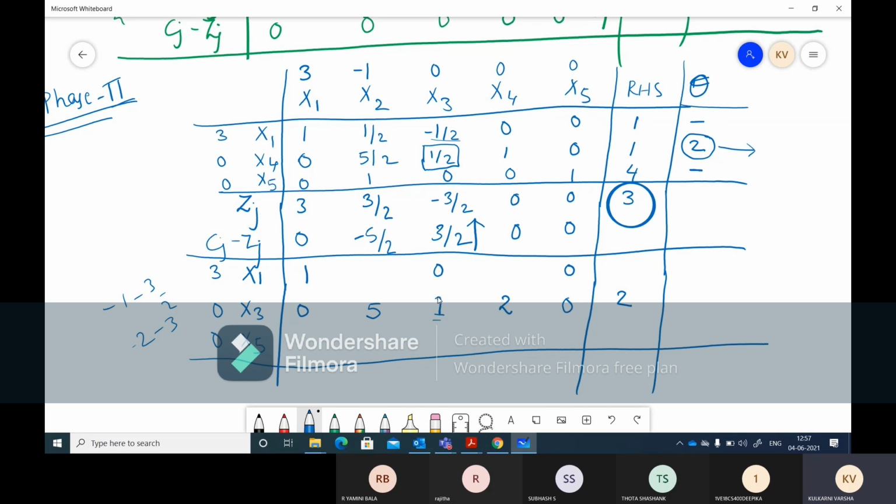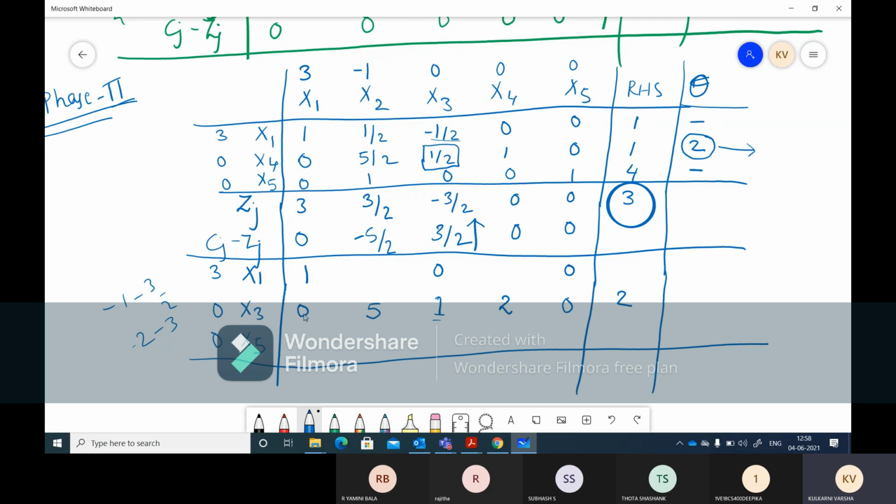So that means what? If this 1, if you multiply by minus half, and if you subtract, you will get 0 over here. So what exactly you need to do? You have to multiply this row by half, and then you have to subtract it. So we'll do quickly.